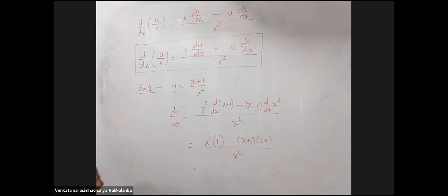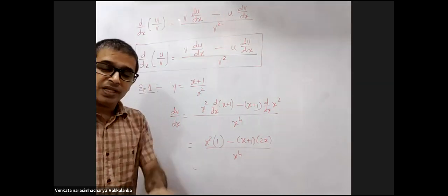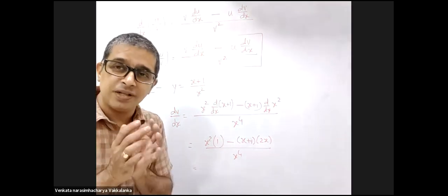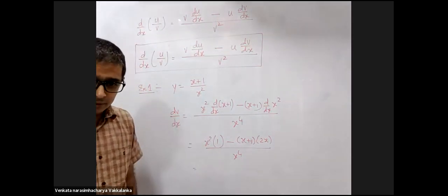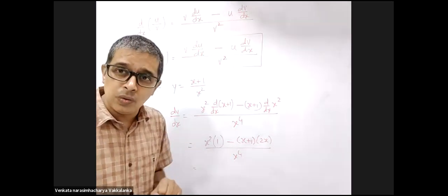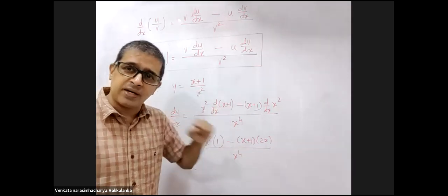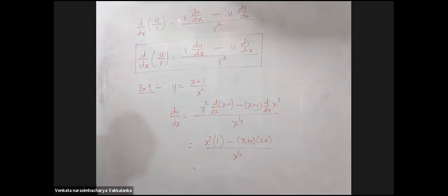Sir, once you factorize the whole thing, you can get 2 minus x by x cube. That depends on the 4 options that the paper setter will give in the question. If he leaves the answer this way in the 4 options, what will you do? You'll leave this and say you will factorize? Okay, sir. Thank you, sir.